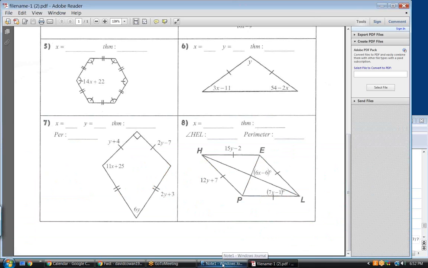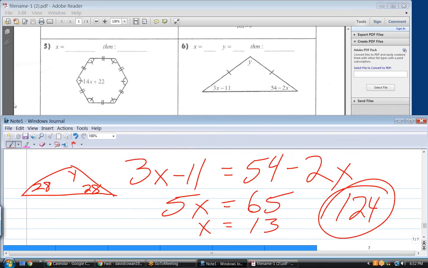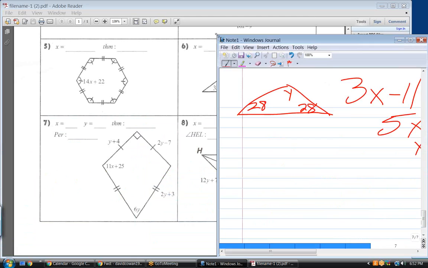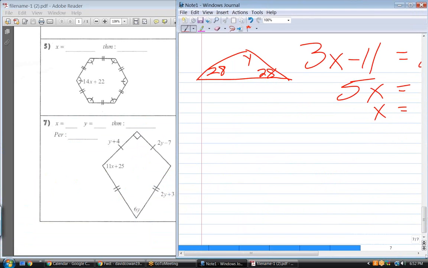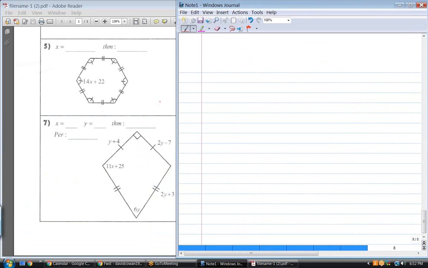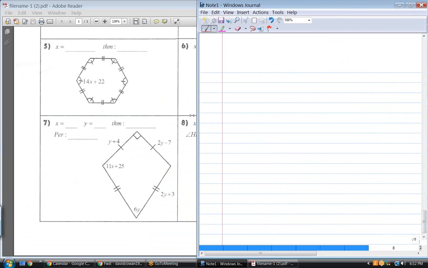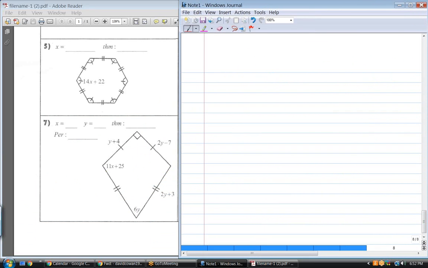Two more. Are these our only two left? Yep. Timing is good. Now, what is this thing called? That's a kite, isn't it? The easy way to remember a kite is that it looks like a kite. If you had to draw a kite with a big tail on it, it might look like that.